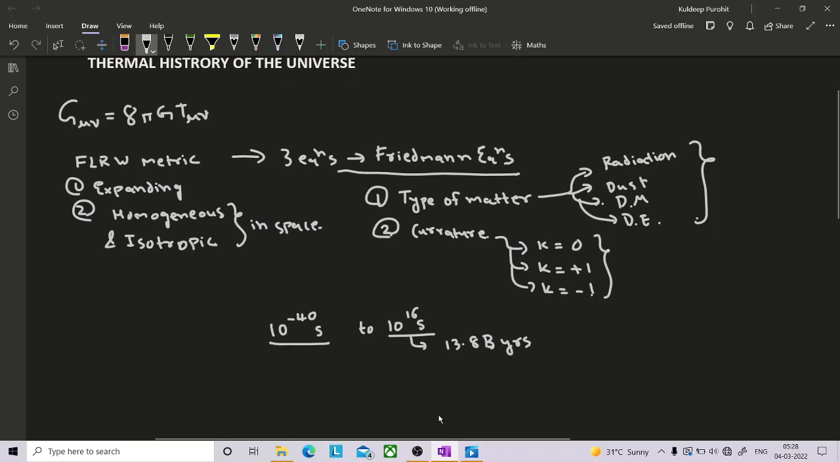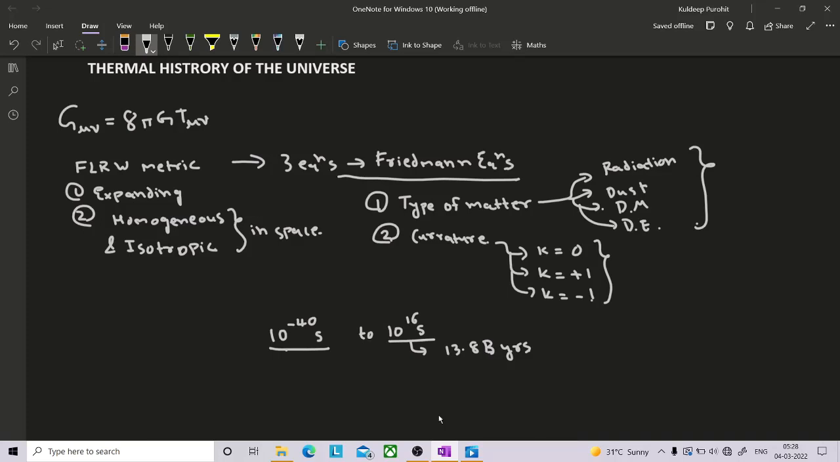So from this time to this time, what are the key events which took place in the universe are explained using the thermal history of the universe. This is not a complete theory right now. There are a lot of open questions in this theory. We will be discussing what this theory proposes and what are the things which are known to us and what are the successes and the failures of this theory. It is a very successful theory and right now one of the best theories to explain the history of the universe.